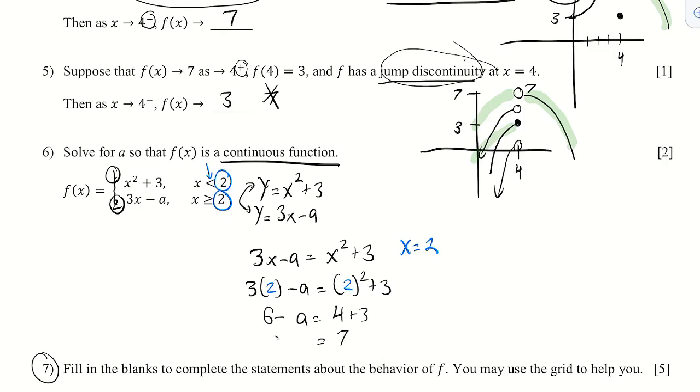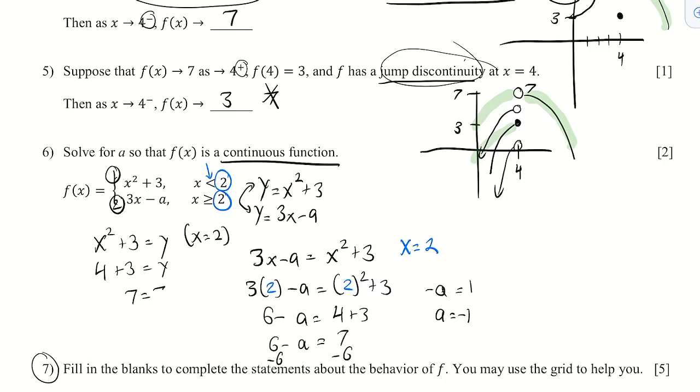I get 7 is equal to 6 minus a. If I subtract 6 from both sides, I end up getting negative a is equal to 1, and therefore a is going to be equal to negative 1 if I multiply or divide both sides by negative 1. Now, just to double check my answer, I can say x squared plus 3 is equal to y, and I'm checking for x equal to 2. So I end up getting 4 plus 3 is equal to y, so that value is going to be equal to 7.